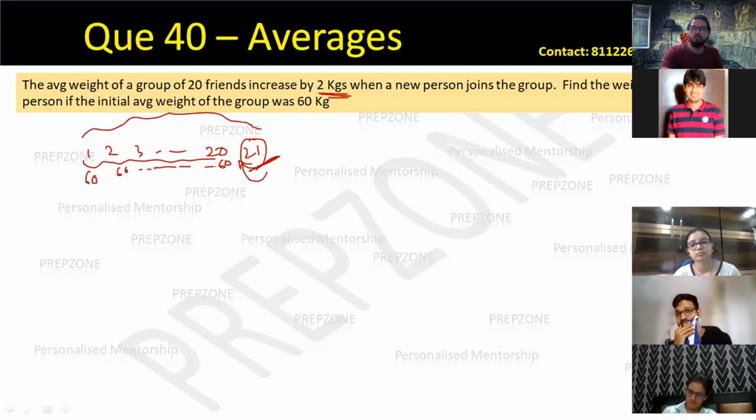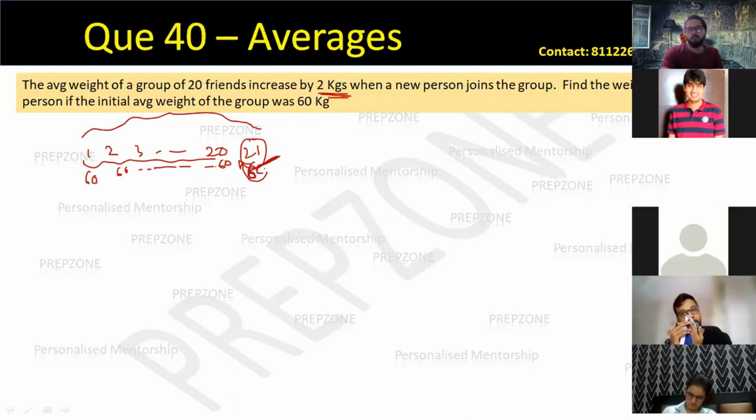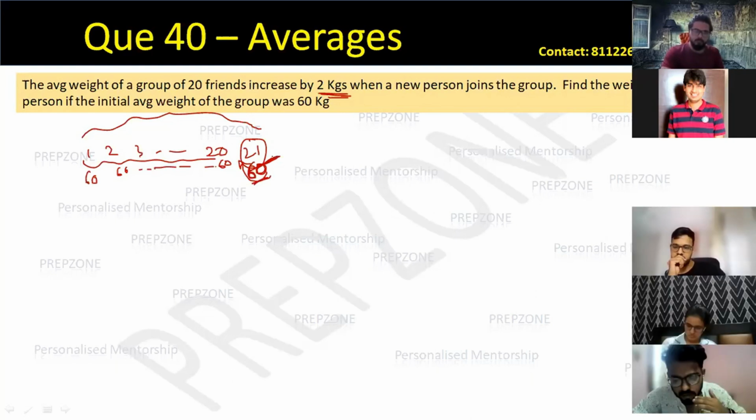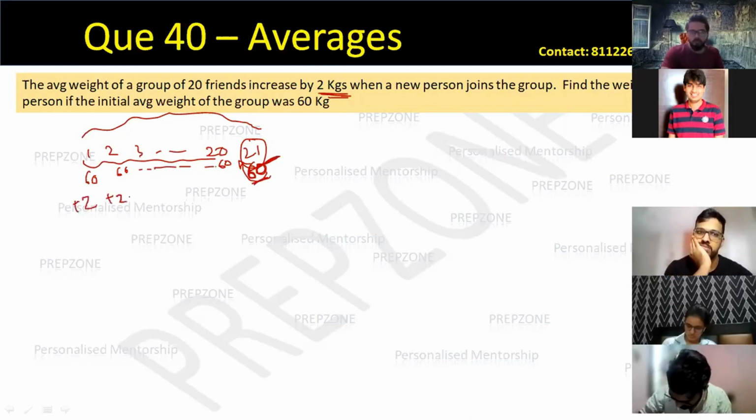Okay, so I would also assume that when this new 21st person joins the group, let's say his weight was also 60. If his weight was 60, of course, the average would remain 60. But because the average is now increasing by 2 kgs, his weight has to be more than 60. And how much more should it be? It has to increase the average weight of all of these persons by 2 kg, right?